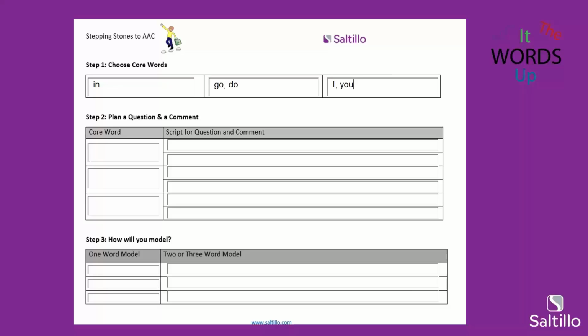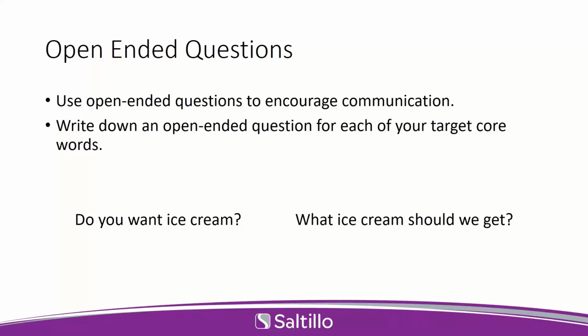Second step is that we're going to be using the planning a question and a comment. And so the first one is the open-ended questions. And so using these helps to encourage communication. Open-ended questions don't give you the yes/no answer, so it's going to keep things going, keep the conversation going. And I also think of them as kind of those errorless type questions because we don't have to have a predefined answer for it.